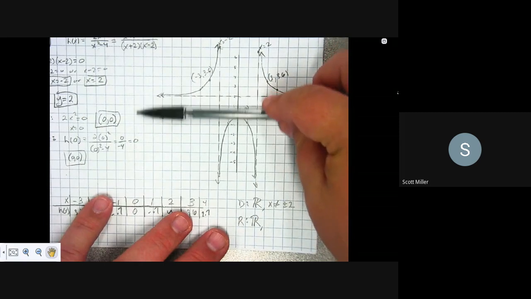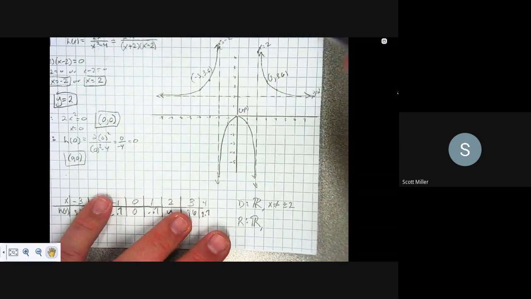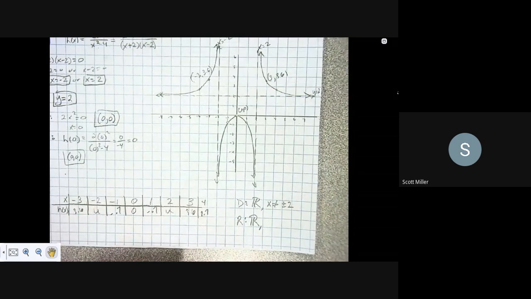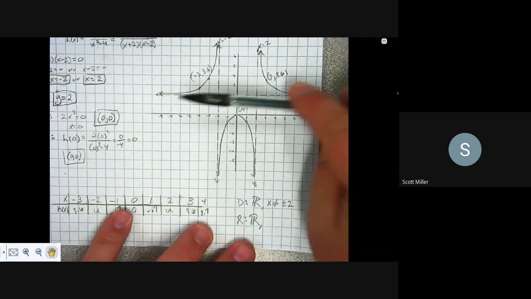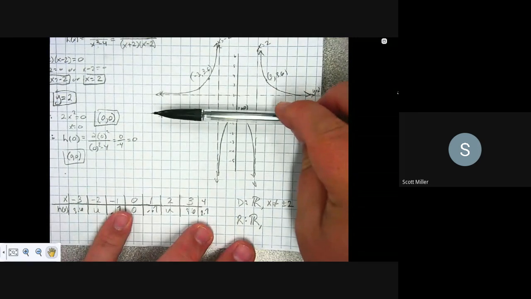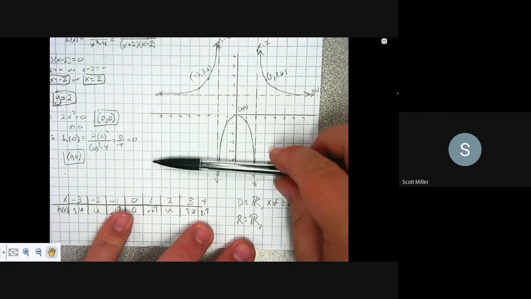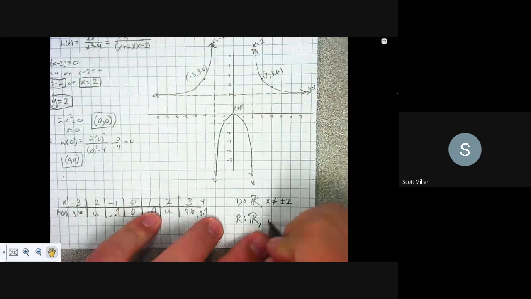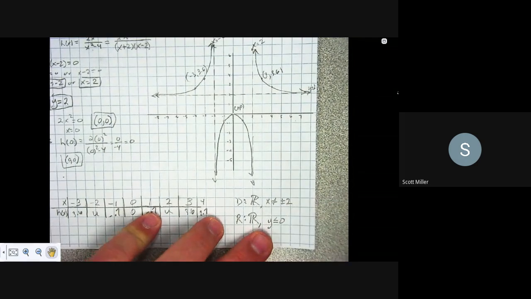Okay? There's nothing here. So we need to be able to write this so that we can see exactly where the graph occurs on the y-axis. Well, the y-axis, the graph occurs from 0 downward. So it's all the real numbers y is less than or equal to 0. That's this piece.